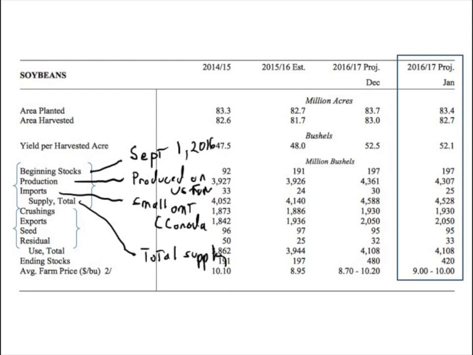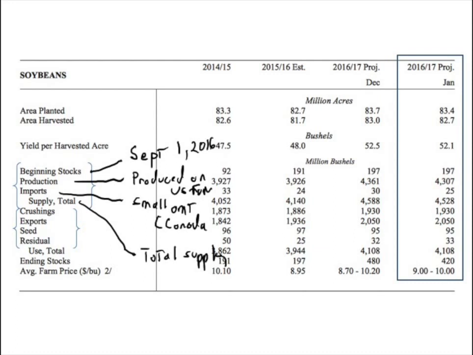Soybeans are typically harvested in the fall, but there will be a bit of double crop in June and July that will still be on the record, so to speak. But most of the production has already happened. And then you'll see imports listed there.